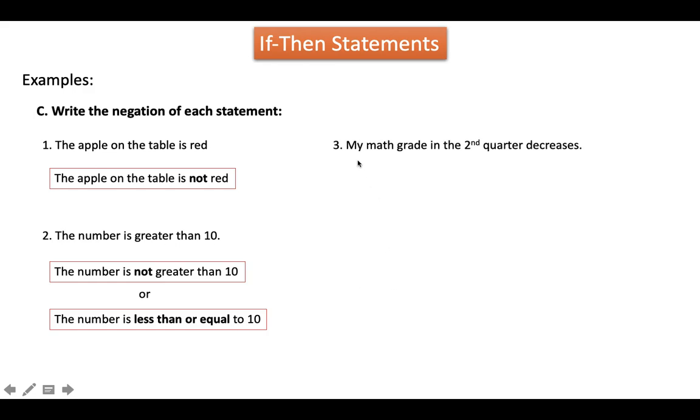Okay, given number 3, my math grade in the second quarter decreases. So its negation form is my math grade in the second quarter increases. So again, we did not use not here. Instead, we just changed the word decreases into its opposite, increases.